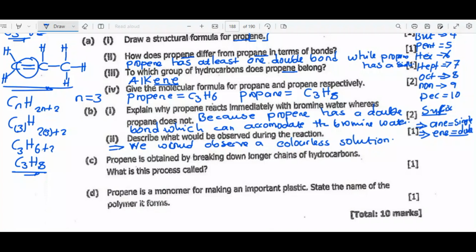Question C, propene is obtained by breaking down longer chains of hydrocarbons. Then what is this process called? So we are dealing with the cracking.